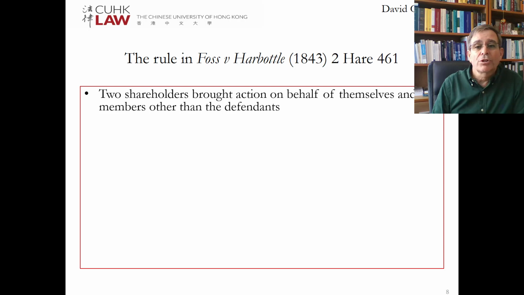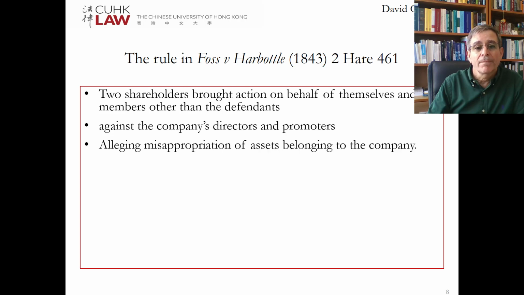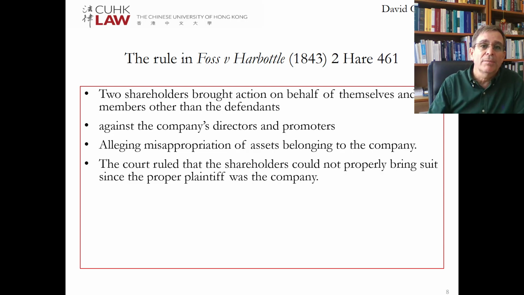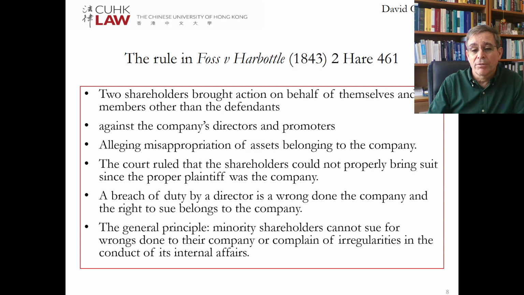So two shareholders brought an action against those who they saw damaging the company. And the allegation was misappropriation of assets belonging to the company. The court ruled that the shareholders should not be interfering with company management in this way. And so they found that the proper plaintiff would be the company itself, which acts through the directors.